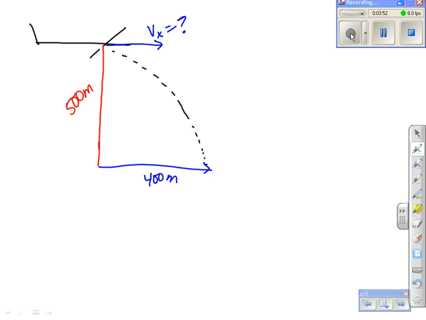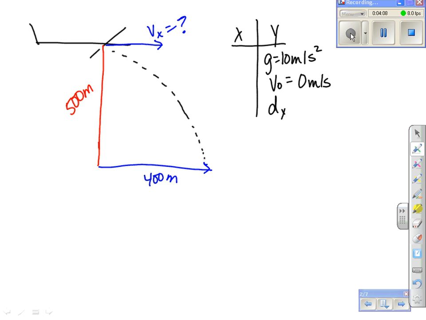So when we set up our xy, we know that gravity is 10 meters per second squared because it's falling down. We know the initial speed in the vertical is 0. And we know our distance to be 500 meters. We should know that the time here is going to equal the time here. And then we also know that this has a dx of 400 meters. And we want to find the vx.